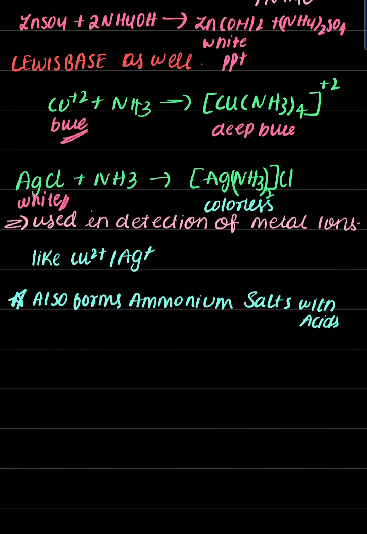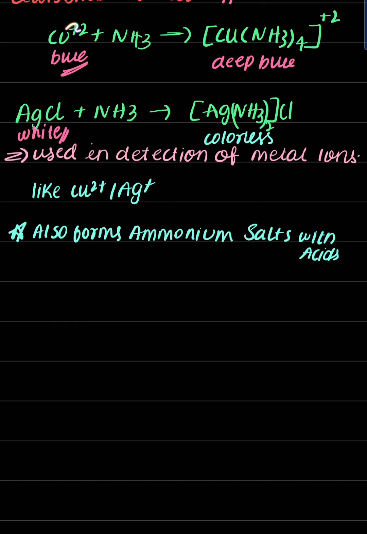Apart from this, it's also used in metal ion detection. For example, if you take Cu2+ and perform a reaction of it with ammonia, you get this complex which is deep blue in color. So because there's been a color change, we'll be able to detect that this ion is actually present. Same for a reaction with AgCl. It also forms ammonium salts with acid.